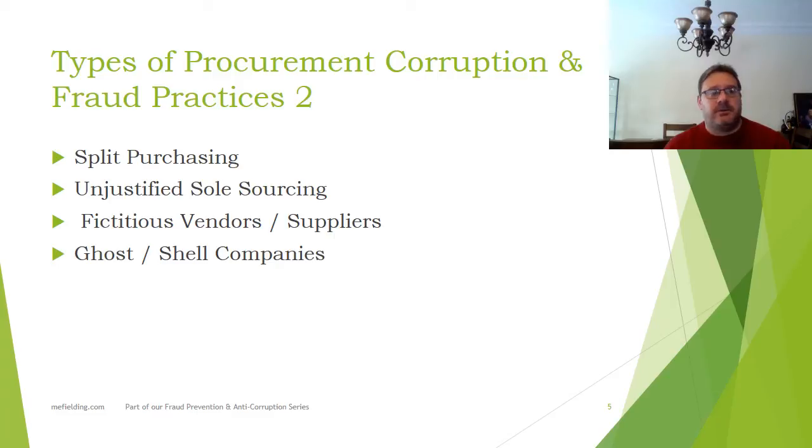So you've got split purchasing. We're breaking contracts up, either to take nice pieces of contracts away from people or to give them to other people, and that's the easiest one to understand, isn't it? Unjustified sole sourcing: sole sourcing where you only have one supplier and we don't go through the tendering process.